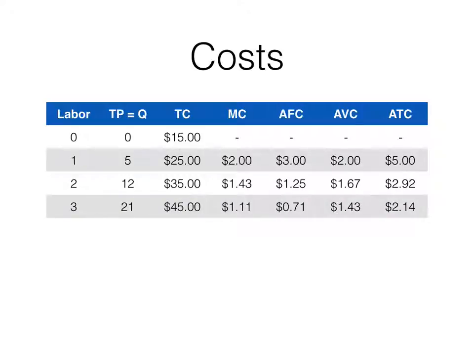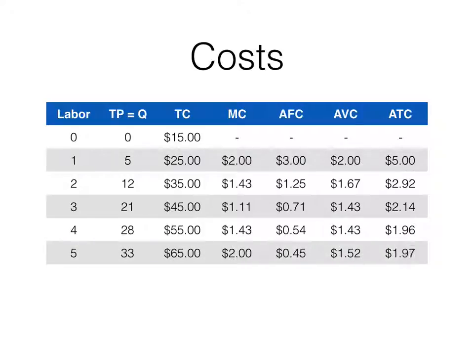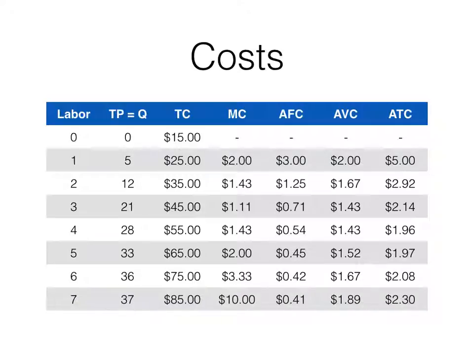Hire the third worker, output increases to 21, total costs increase by another 10. So again, the change in total cost is 10, divided by the change in output, which is 9. 10 divided by 9 is $1.11. That's our marginal cost. And we continue doing this through 7 units of labor, producing 37 cups of coffee per hour. And we can see that our marginal cost is decreasing at first, up to the third worker or the 21st cup of coffee, and then it begins increasing.